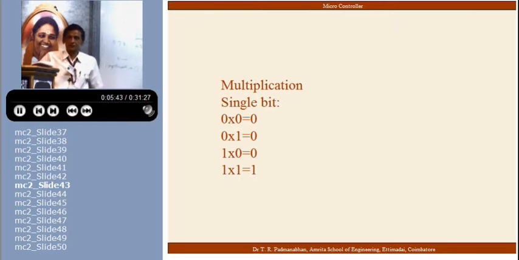Now coming to multiplication. When you come to binary multiplication, things are in a way simpler. Individual digit multiplication is very easy. 0 into 0 is 0, 0 into 1, all these are 0. Only 1 into 1 is 1. In all other cases it is 0. So the single digit multiplication chapter is over.